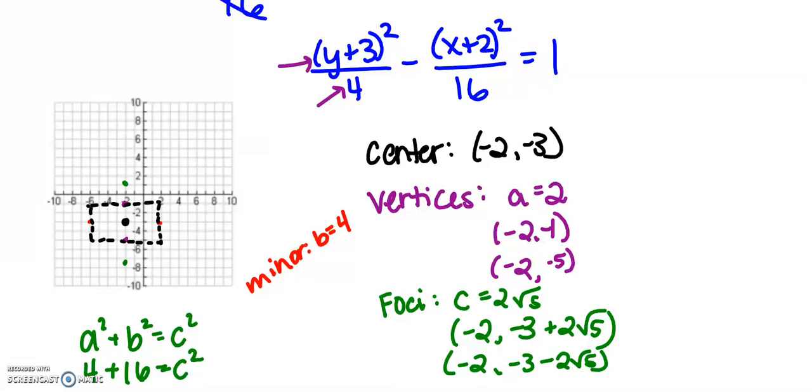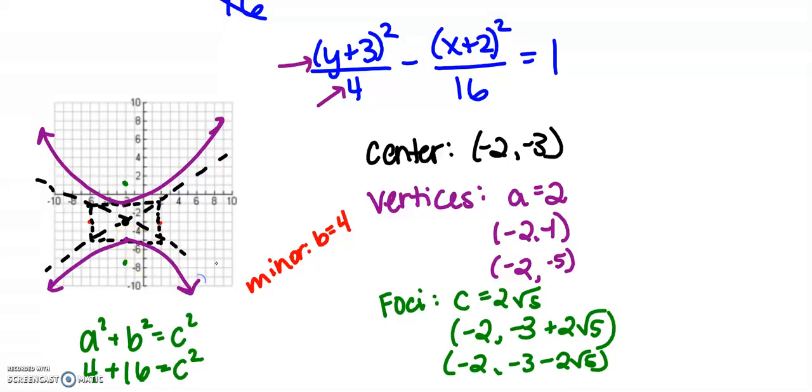So thinking about this, to draw in here are my asymptotes, connecting through the center and to the opposite corners. And then my hyperbola is opening north-south, or up and down, because of the y squared being first.